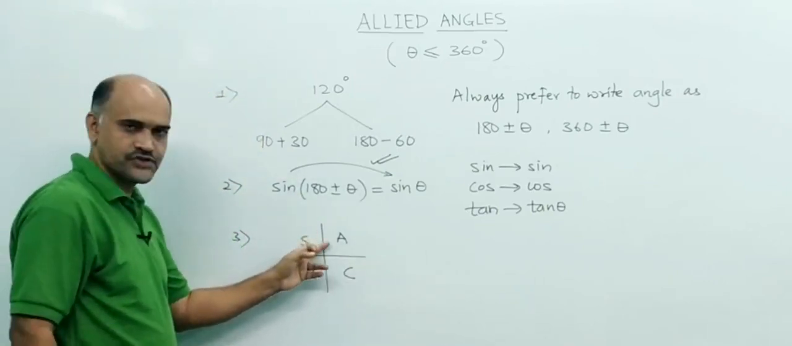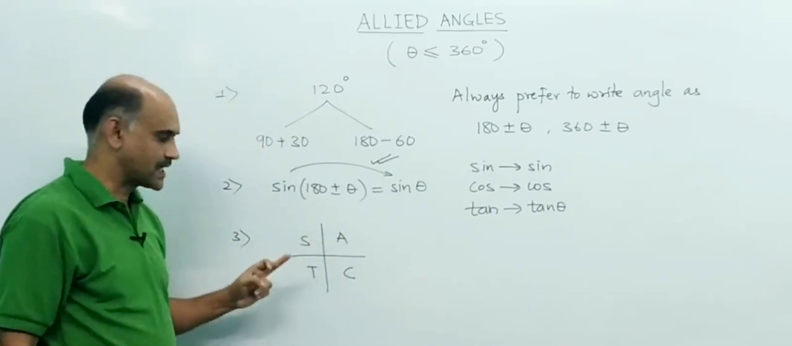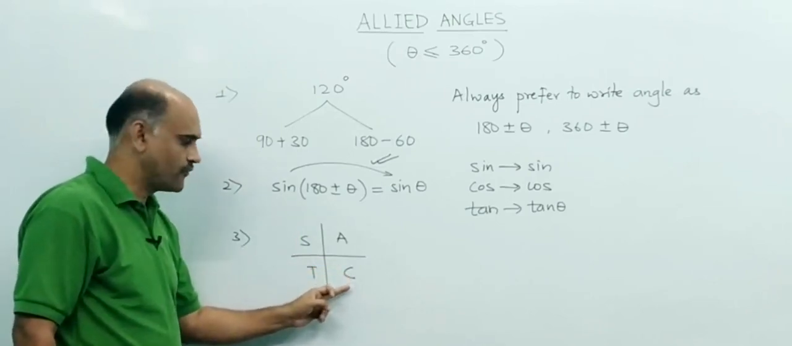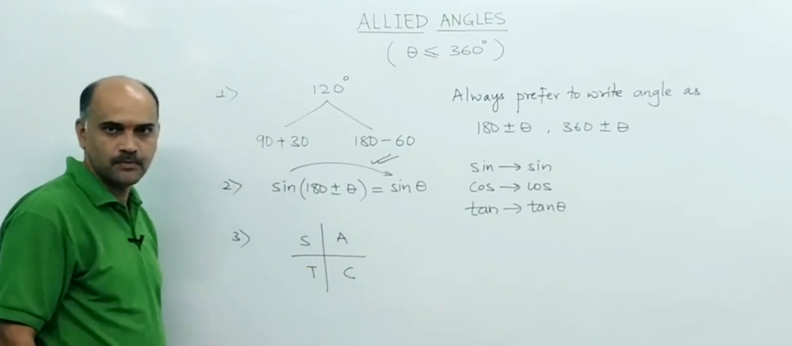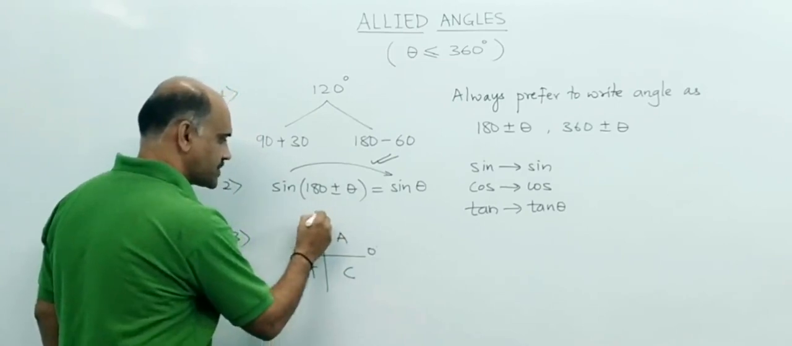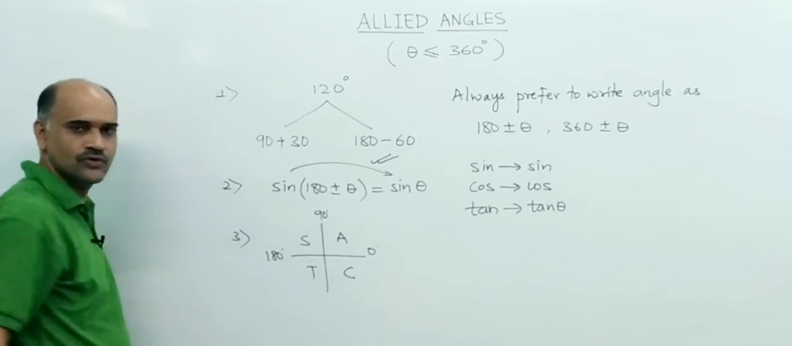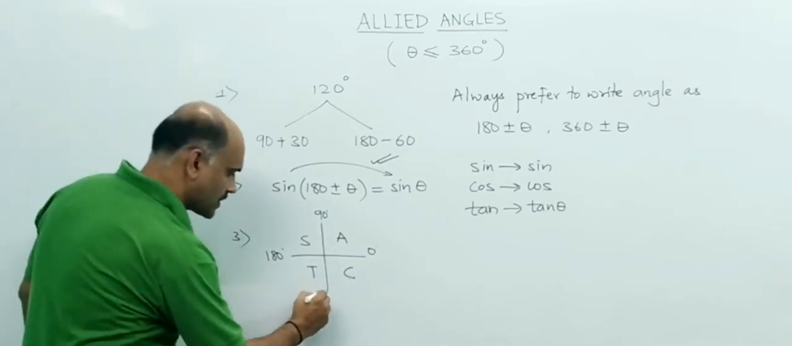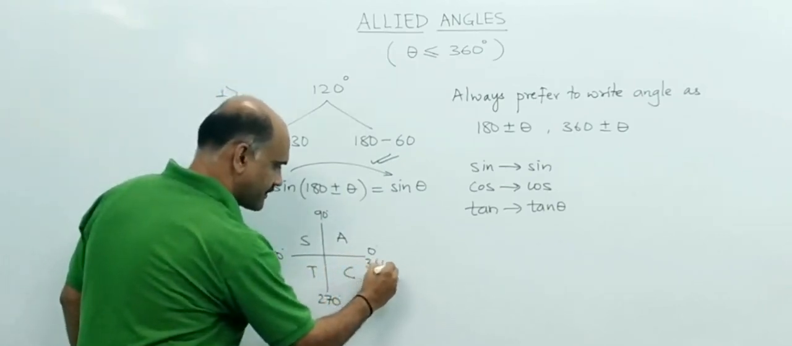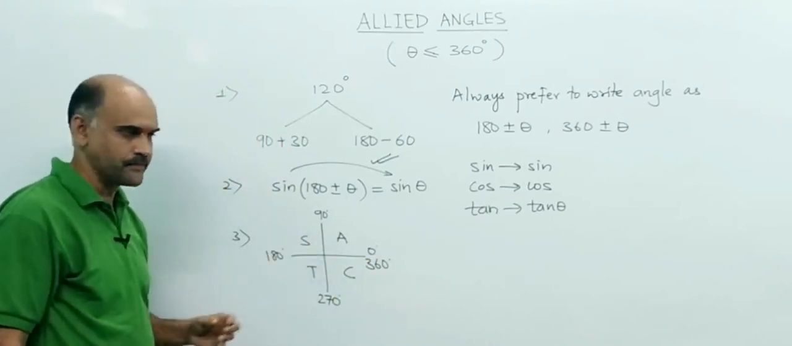So if it is in the first quadrant all are positive, in the second quadrant sin and cosec are positive, in the third tan and cot are positive, in the fourth cos and secant are positive. First quadrant means the angle will be from 0 to 90, second quadrant from 90 to 180, third quadrant from 180 to 270, fourth quadrant from 270 to 360. So 4 quadrants will be there.